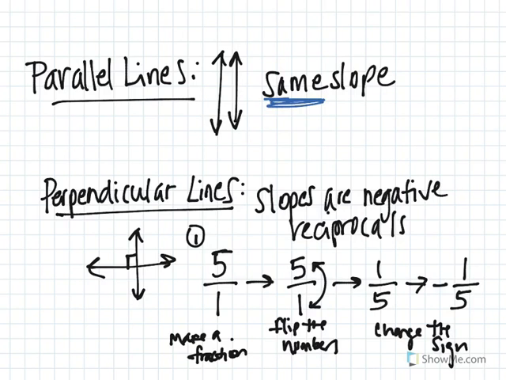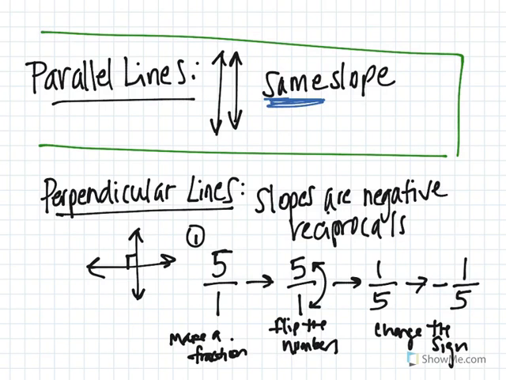Okay, easy enough, right? These are the two things that you need to remember in order to do parallel and perpendicular line problems. Parallel lines, same slope. Perpendicular lines, slopes are negative reciprocals of one another. So let's do a few practice problems. This problem is on page 75, which is part of your homework tonight, and it's number 2.